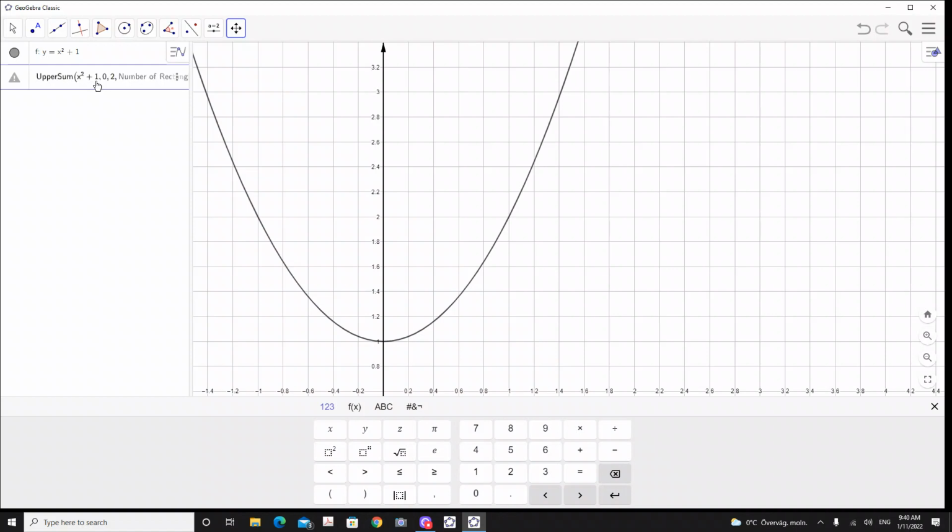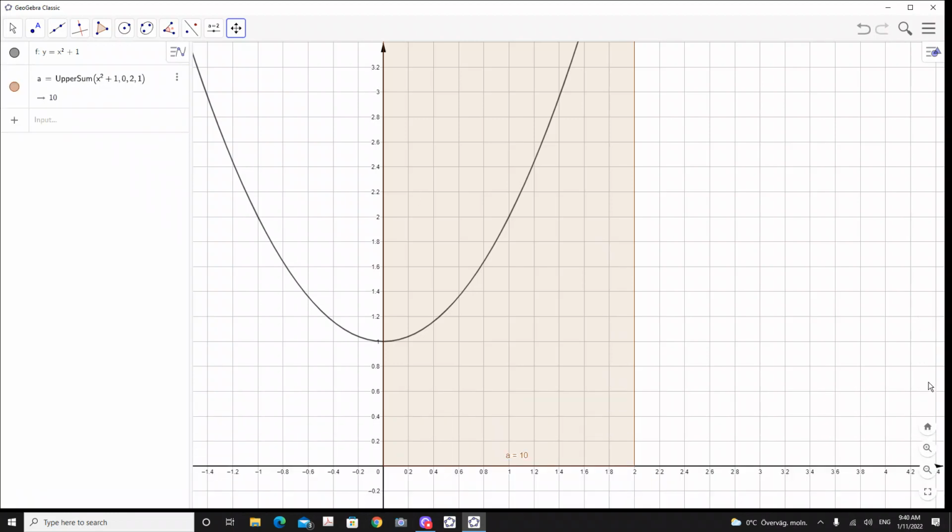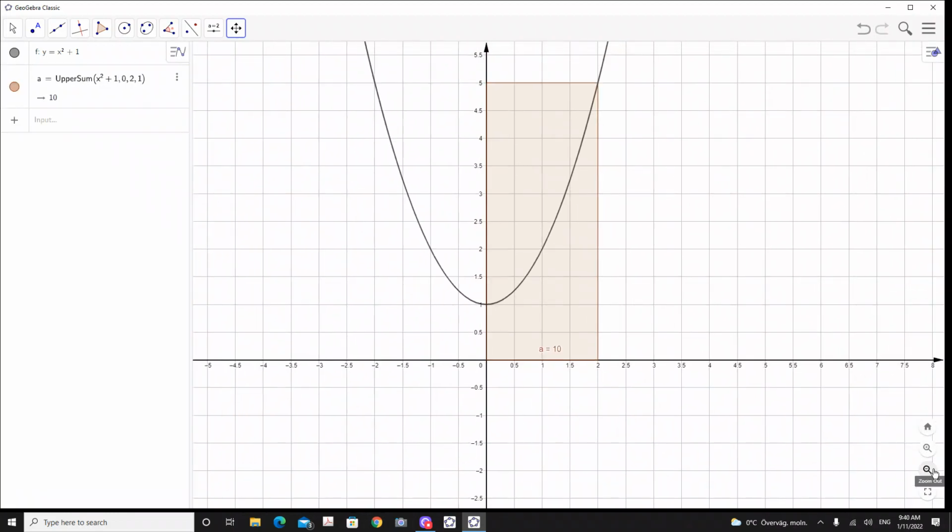And let me make the rectangles for the time being. Let us make the number of rectangles equal to 1. So let me see, could you expect this? Let me tell you what is happening. Yes? So this is my function.